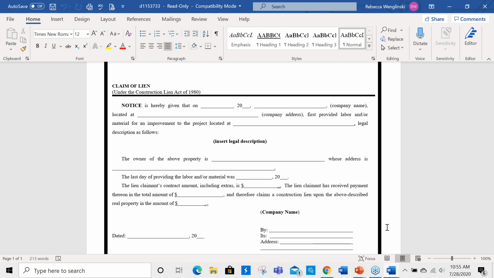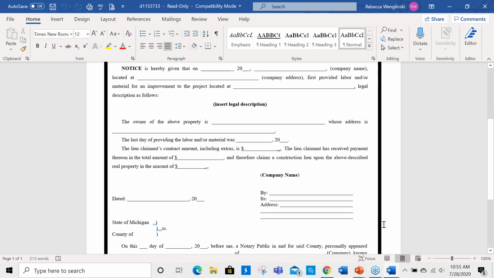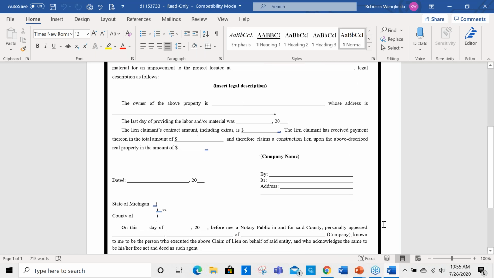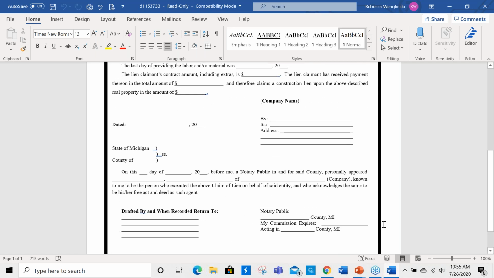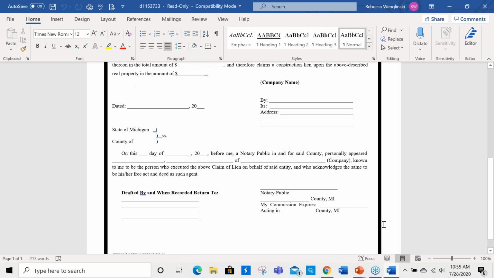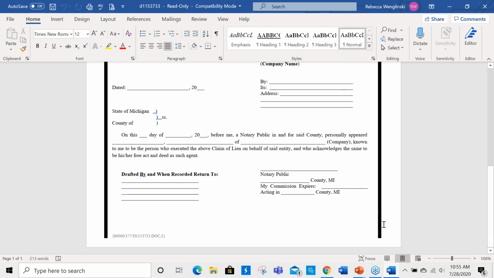Then you got a line for the last day to work. And then that next series of blanks relates to your contract amount, how much you've been paid, and so on and so forth. So this form we'll provide to you guys. And our notary block down there actually is a little bit expanded from that which appears in the Lien Act, which is a little more stripped down.